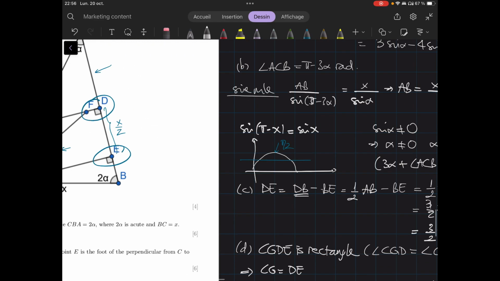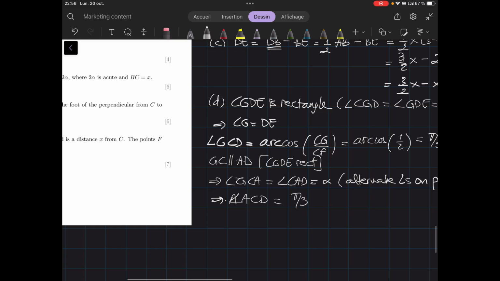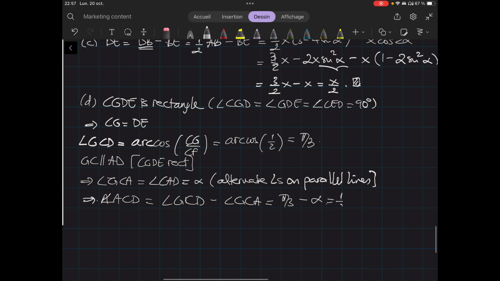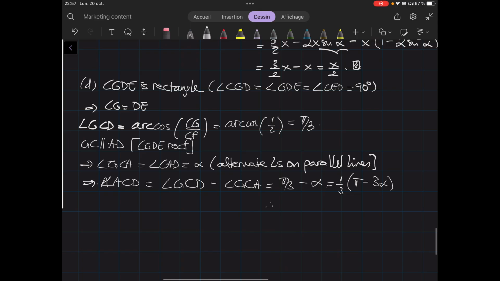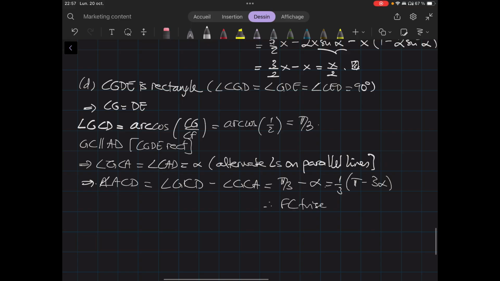Thus, the angle we are looking for, ACF, is equal to GCF minus GCA, and that's going to be pi by 3 minus alpha. And this is exactly 1/3 of pi minus 3 alpha. Thus, FC trisects angle ACB. This is the end of the question.